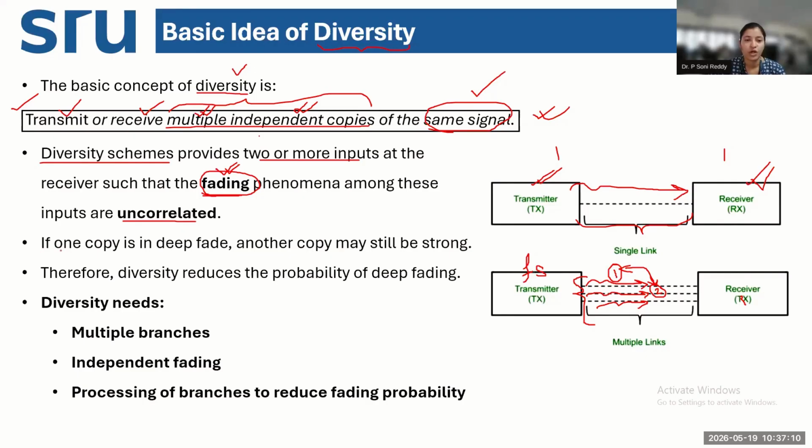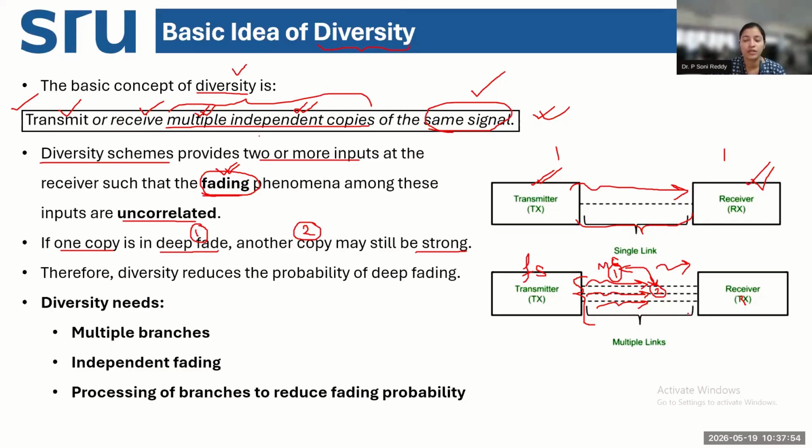So if one copy is experiencing deep fading, suppose multipath component 1 is experiencing deep fading. What is deep fading? Deep fading means strong intersymbol interference. So if one of the signals is experiencing strong fading or strong symbol interference, then the other copy, that means the second signal, may be a strong signal or it may have some strength, and that is why we need multiple copies. If one signal is being lost or its strength is reducing due to the propagation channel, the second signal should be strong enough to be received at the receiver.